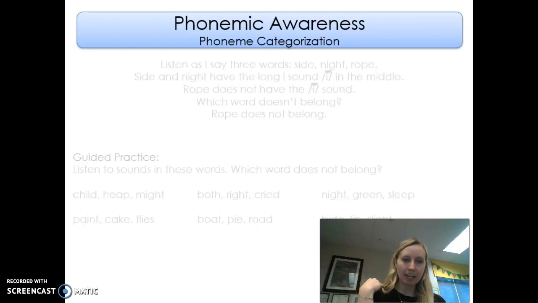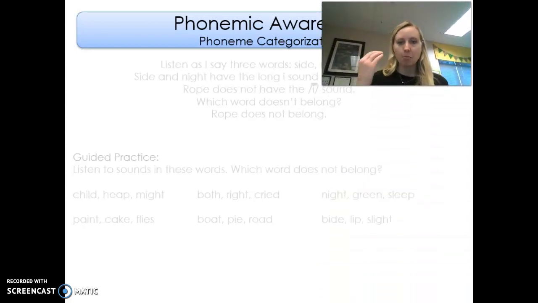Paint, cake, flies. Flies does not belong. Boat, pie, road. Pie does not belong. And then the last one. Bide, lip, slight. Lip does not belong.